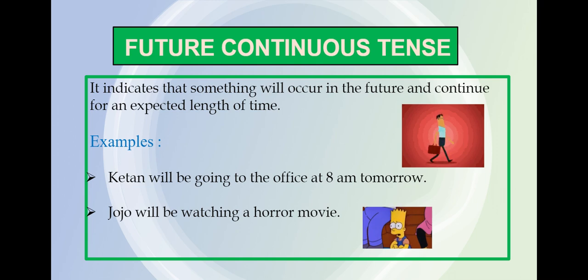Moving on to future continuous tense. Future continuous tense is also referred to as future progressive tense. It is a verb tense that indicates that something will occur in the future and continue for an expected length of time, maybe an hour or 2 hours or a day, something like that.